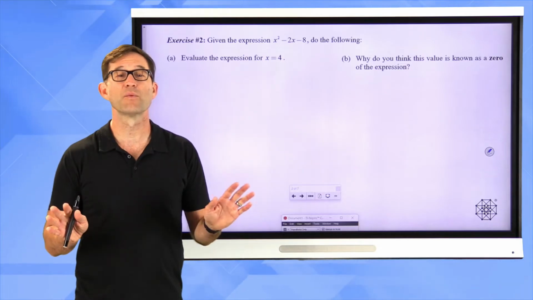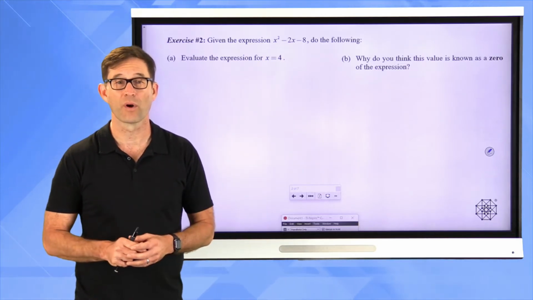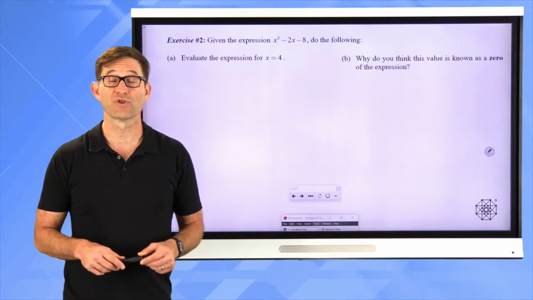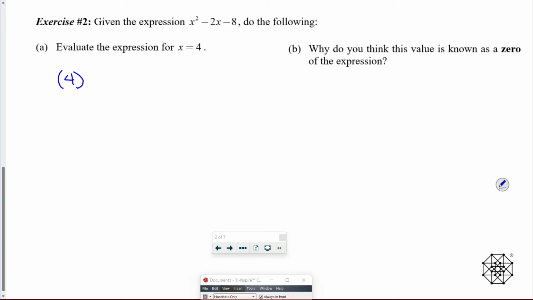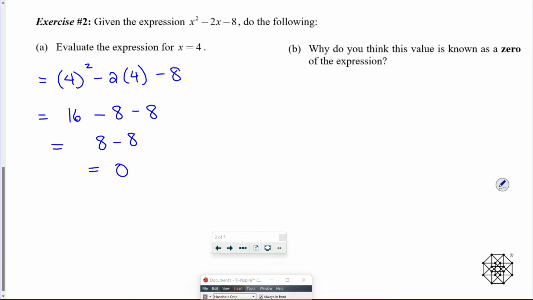I'm sorry, it's x equals positive 4, not x equals negative 4. Let's take a look at what the expression is equal to. All right, so just like before, we're going to put in positive 4 into this expression. First thing that we're going to do is square that 4. 4 times 4 is 16. We're going to do 2 times 4 and get 8, minus 8. All right, 16 minus 8 is 8, and 8 minus 8 is 0.